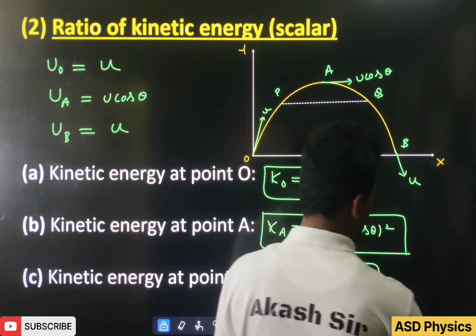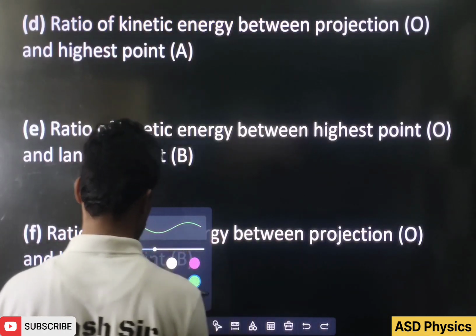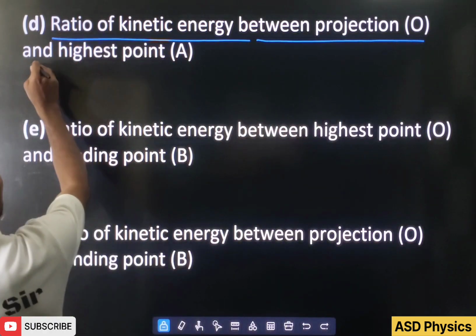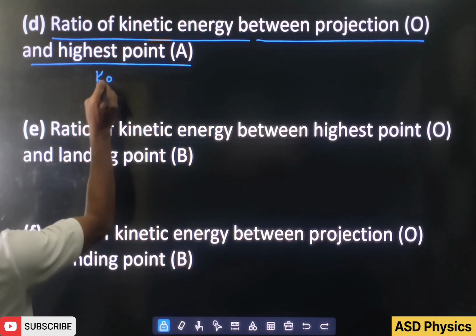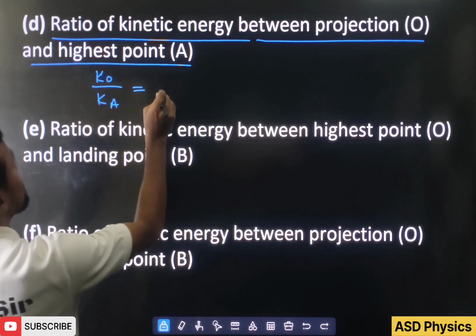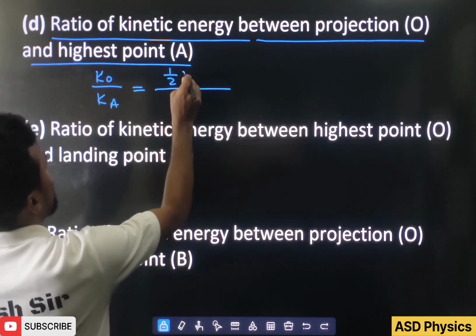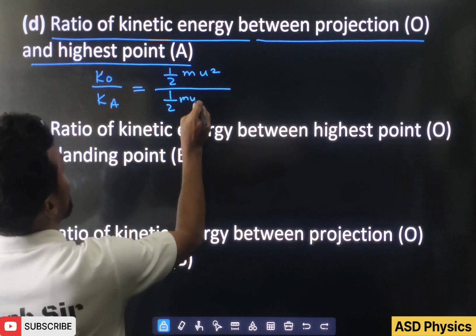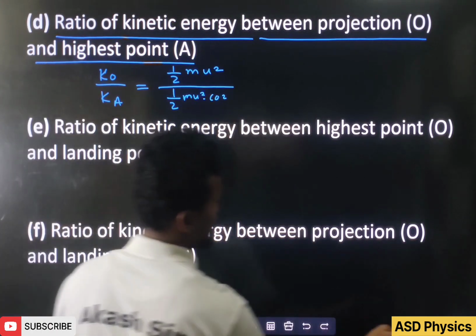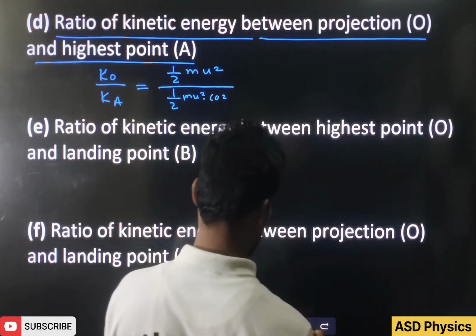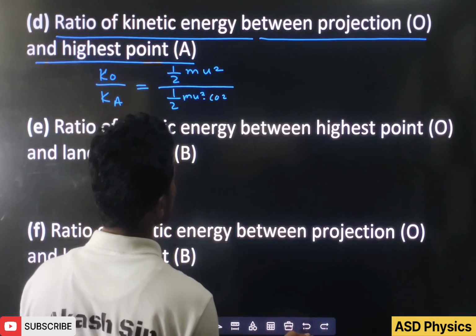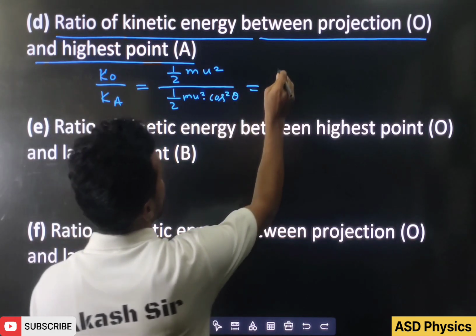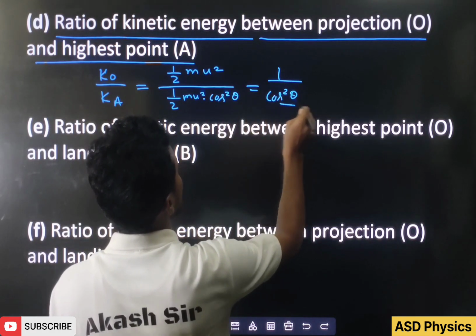Now we are going to see the ratio of kinetic energy. They used to ask this in the exam. The ratio of kinetic energy between projection and the highest point: projection means K naught and the highest point is A. So half m u square over half m u square cos square theta. Half m u square cancels. We can write 1 by cos square theta.